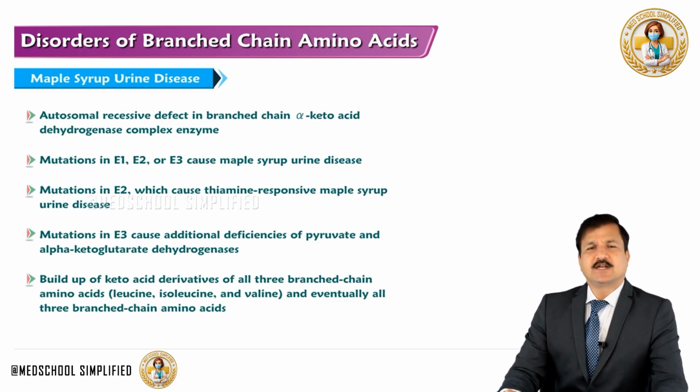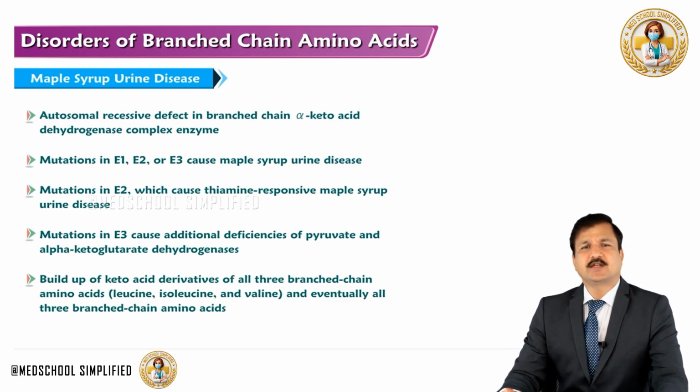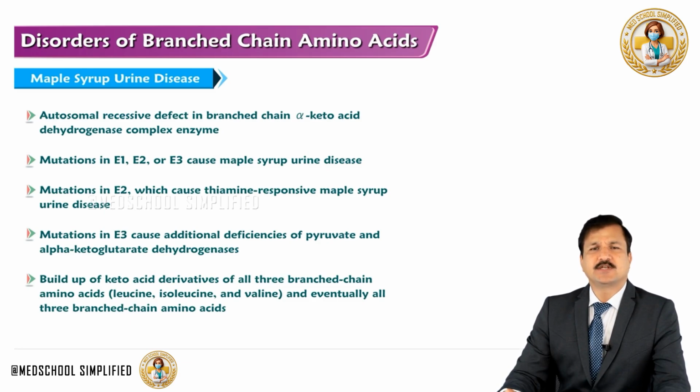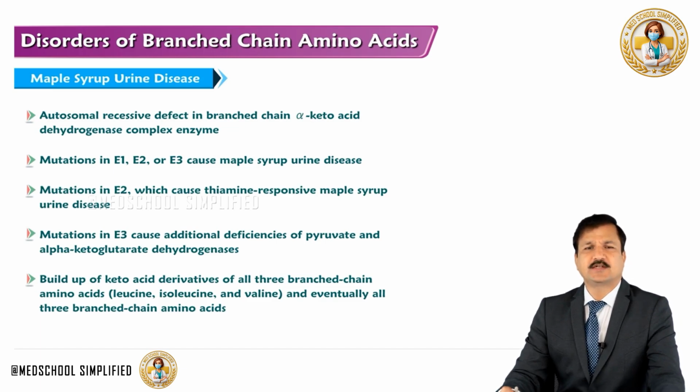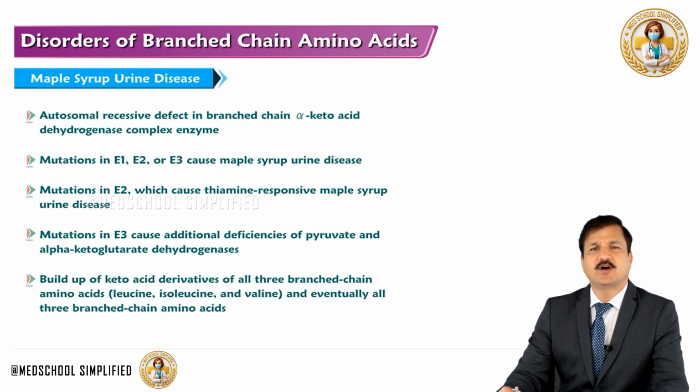Now, a disease that is related with a defect in the metabolism of valine, leucine, isoleucine is maple syrup urine disease. Maple syrup urine disease is an autosomal recessive condition because of a defect in branched chain α-ketoacid dehydrogenase enzyme.